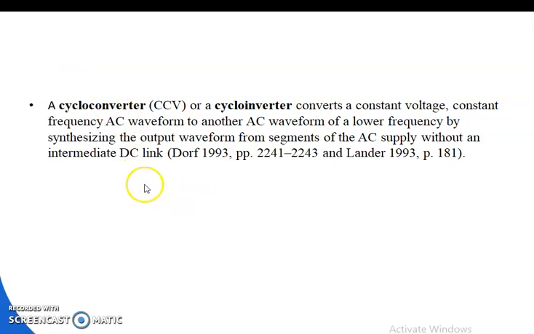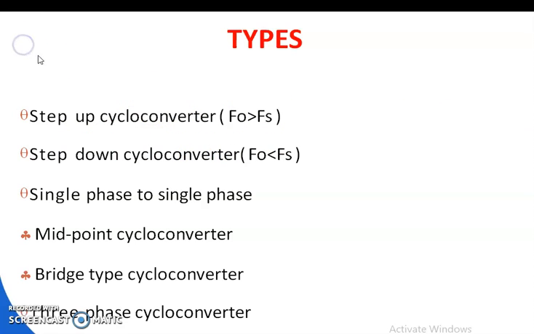So the actual definition: a cyclo-converter, that is CCV, converts a constant voltage, constant frequency AC waveform to another AC waveform of a lower frequency by synthesizing the output waveform from segments of the AC supply without an intermediate DC link.